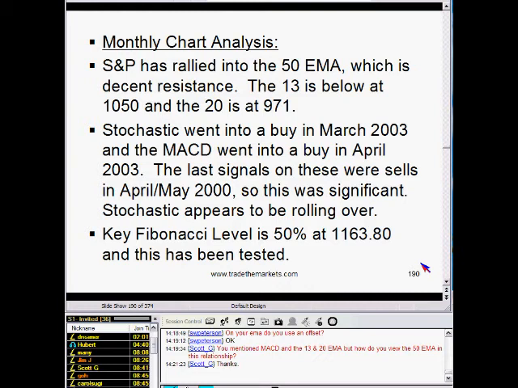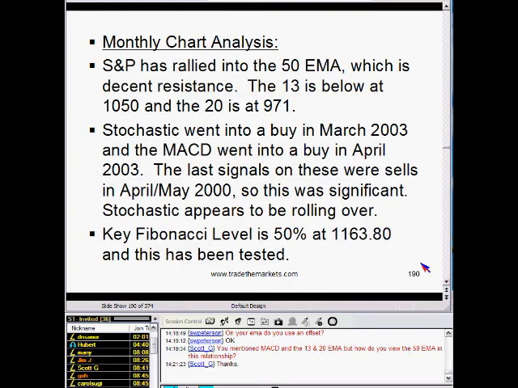So you can see here, the S&P has rallied into the 50 exponential moving average, which is acting as decent resistance. The 13 EMA is below this level at 1,050, and the 20 is at 971. So I'm just marking some levels there. The stochastics went into a buy in March 2003, and the MACD went into a buy in April 2003. The last signals on these were sells in April, May 2000, so this is very significant. The stochastics appear to be stretched and rolling over. The key Fibonacci level is the 50% level at 1163.80, and that turned out to be almost the dead highs of this move up.